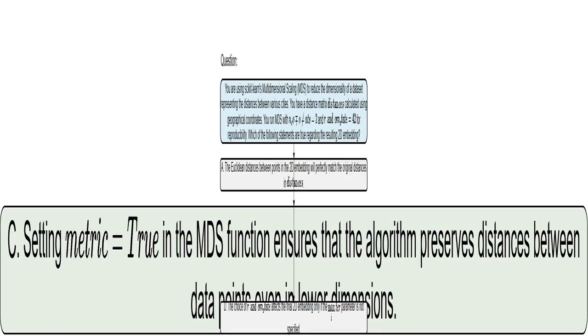Setting metric equals true in MDS tells the algorithm that you're working with actual distances, like miles between cities. The algorithm will then try its best to preserve those distances in the lower dimension, but it doesn't guarantee perfect preservation. It will always try to come as close as possible. This is incorrect.